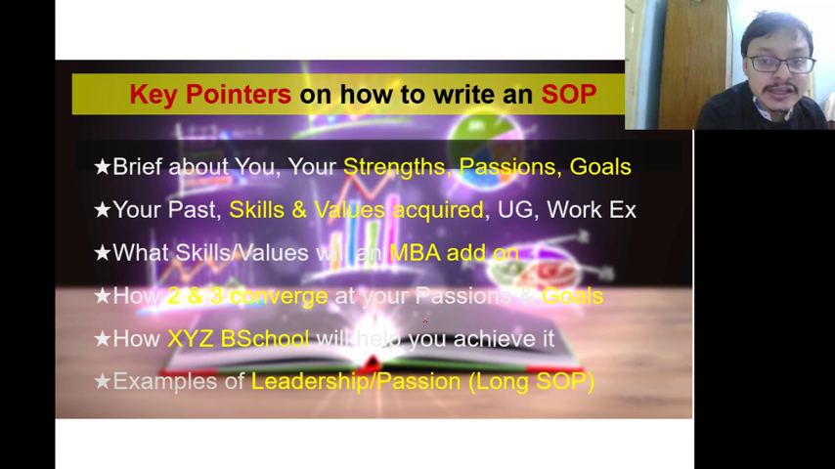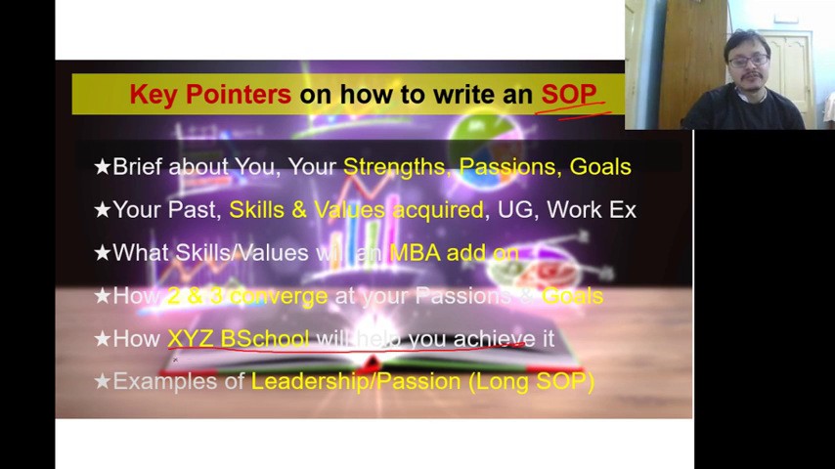The next thing is key pointers on how to write an SOP or statement of purpose. A statement of purpose is also helping you answer your why MBA, but in addition to that, it's also stressing upon your short-term, long-term goals, and more importantly, as to how the B school will help you achieve it. So you need to be able to talk a couple of lines on how the given program in the given B school you're applying to will help you achieve your goals, your passions, and your strengths.